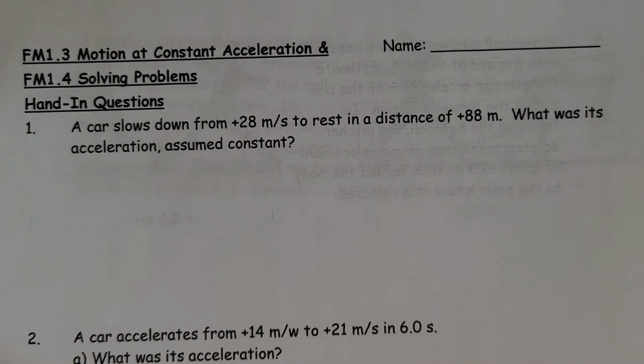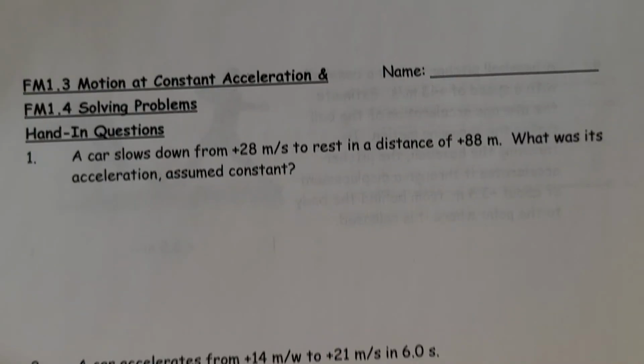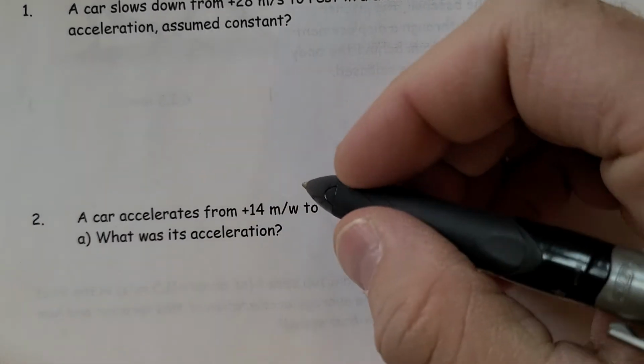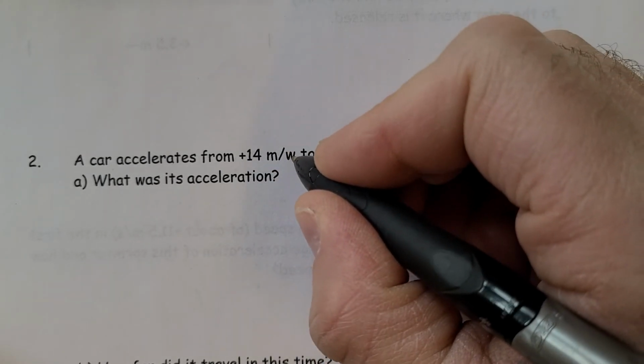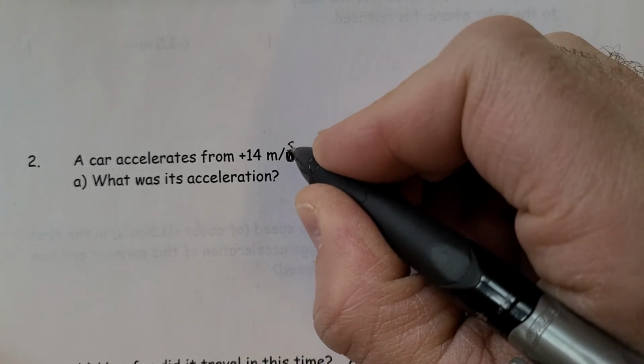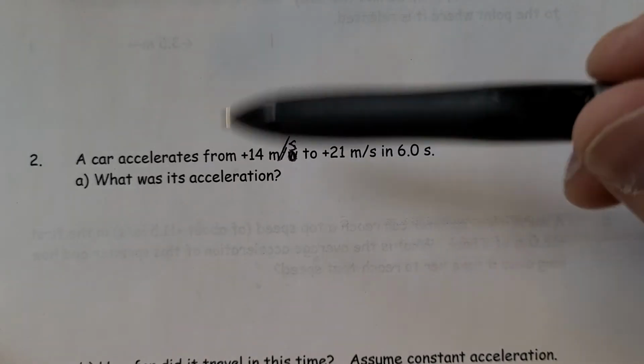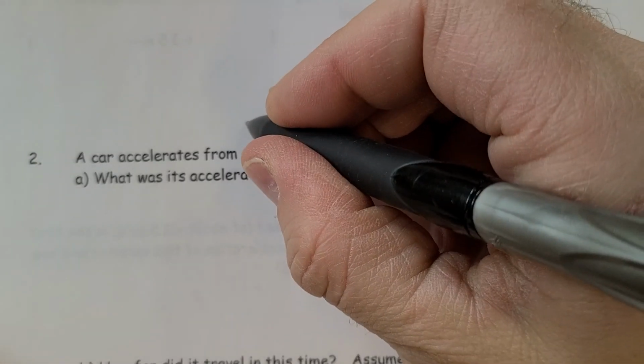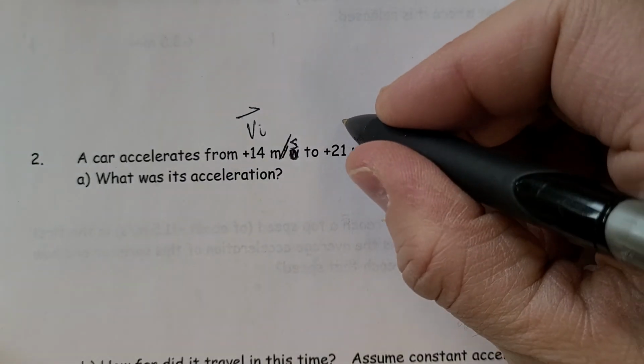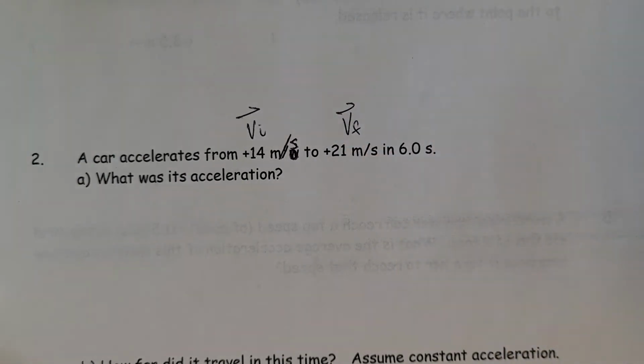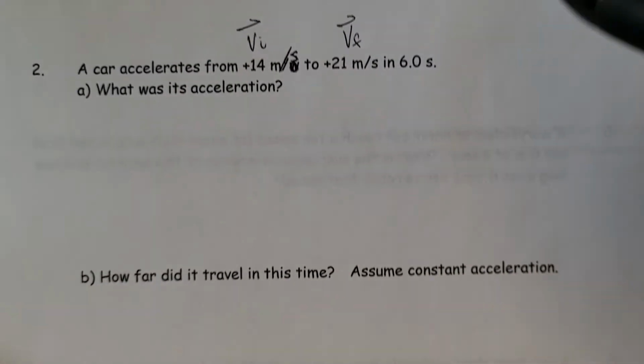All right, with the assignment, I think the first page is fairly straightforward. I do have a typo right here, though. It should be meters per second, not meters per W. That doesn't make sense, right? So a car accelerates from 14 meters per second to 21 meters per second. So VI and VF, just make that little change there.